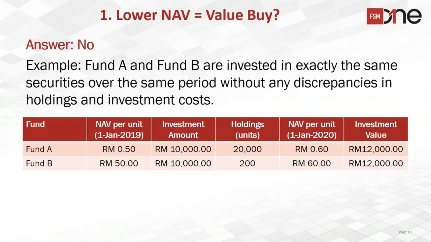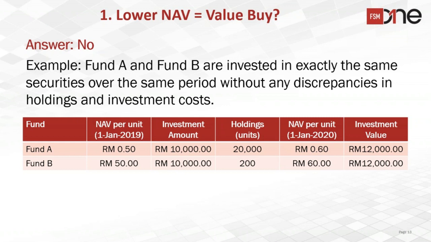So if iFast stock makes a 20% return in 2019, then you will see the NAV for fund A and fund B increase by 20% accordingly. So the investment value for my fund A and fund B is actually the same. It's still the 12,000, regardless of how low the NAV I bought in fund A or how high the NAV I bought in fund B. As long as the underlying asset makes a profit, the NAV for the fund will rise by the percentage accordingly.